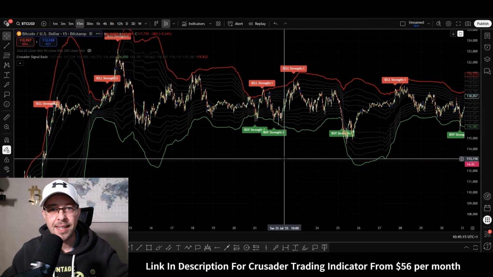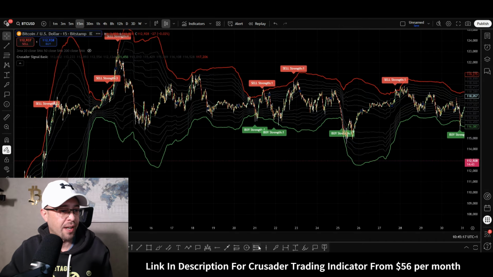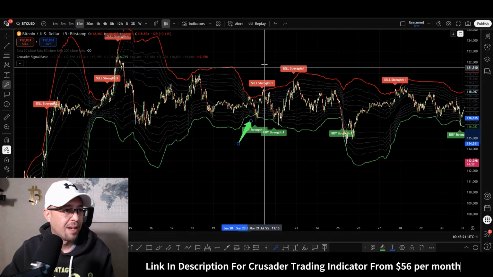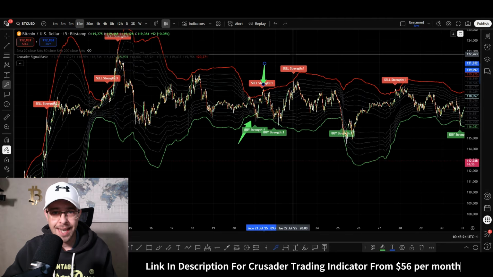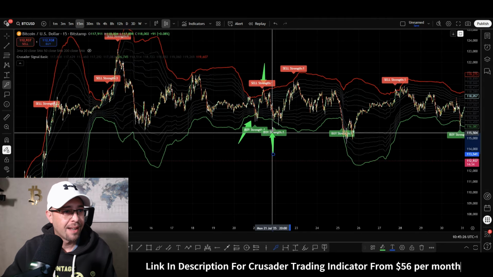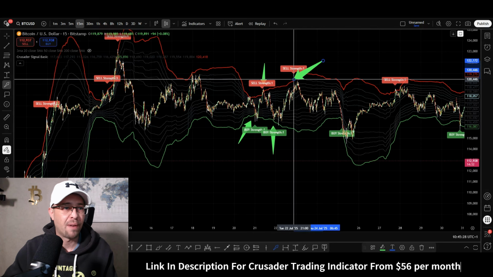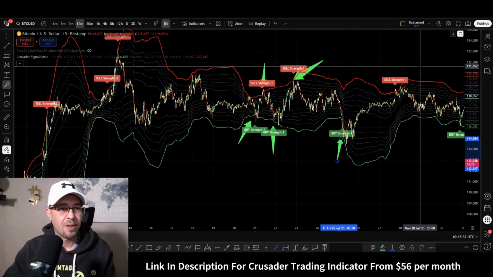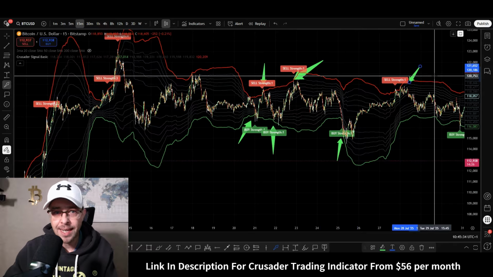Does the Crusader indicator work in a sideways range? Let's have a look. So if you buy here and sell here, is that a profit? Yes, it is a profit. If you buy here and you sell here, is that a profit? Yes, that is a profit. Again, if you buy here and you sell here, is that a profit? Yes, it is a profit.